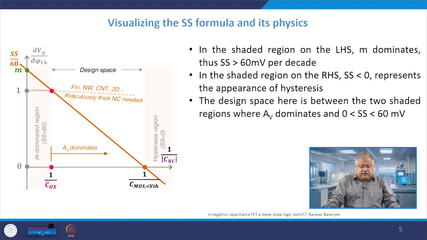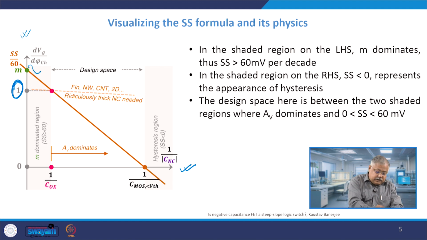Now let us look at visualizing the subthreshold formula and its physics. If I plot 1 by C_NC on the x axis versus SS, with SS normalized with respect to 60 millivolts per decade, this 1 is basically the Boltzmann limit, and anything beyond this is not a good idea, because M keeps increasing beyond 1. Anything at this point where the modified subthreshold slope is below 1 is a good idea in terms of having a much better design.